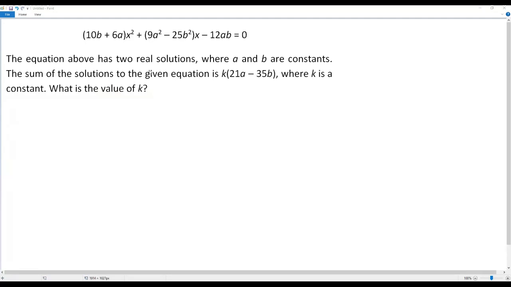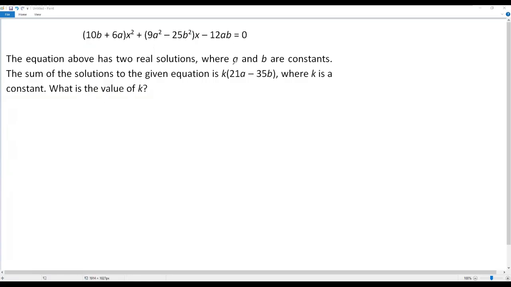Here we have a SAT math problem. Okay, let's go over the question. (10b + 6a)x² + (9a² − 25b²)x − 12ab = 0. The equation above has two real solutions where a and b are constants. The sum of the solutions to the given equation is k times (21a − 35b), where k is a constant. What is the value of k?